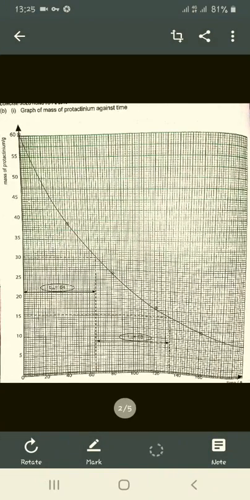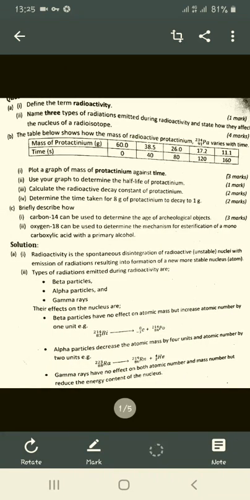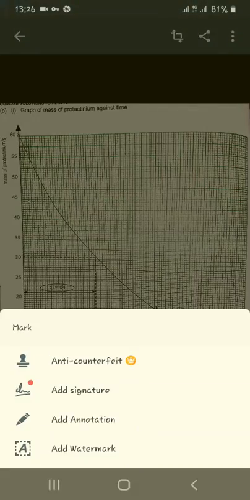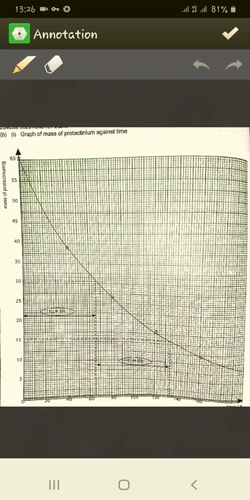Let's go to the other question. In this question, we had asked you to plot a graph. Now, I noted something about the way you are plotting the graph. When you are plotting a graph, your graph should have a title. There is a mark for it. A graph of mass of that element against time. Your graph should have a title.